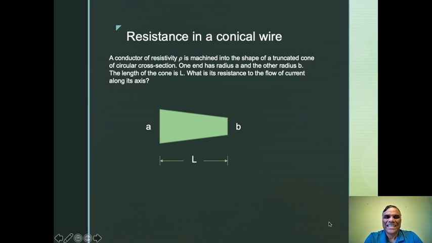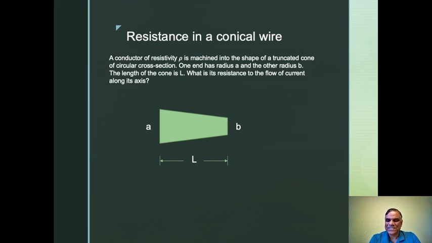Okay, so today we'll solve this problem that I have posted on my website. It's called resistance in a conical wire. So let's read the problem first. It says a conductor of resistivity rho is machined into the shape of a truncated cone of circular cross section. One end has a radius A and the other has radius B. So this is radius A here and this is radius B here. The length of the cone is L. What is the resistance to the flow of current along its axis?